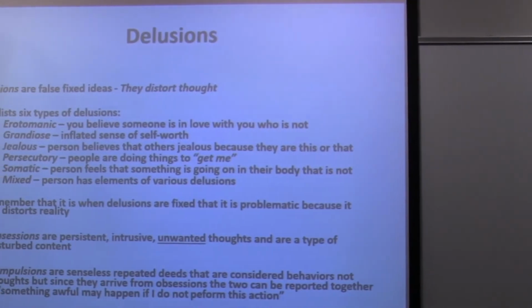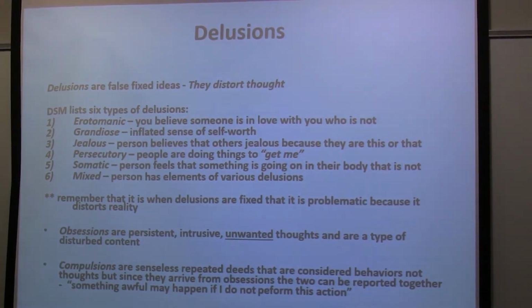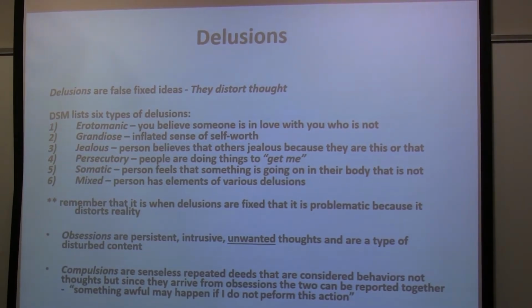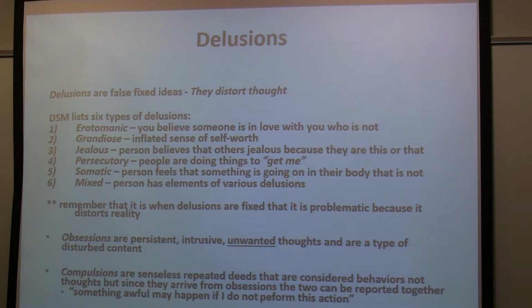Let's talk for a few minutes about delusions. What are delusions? Delusions are false, fixed ideas. They distort thought. DSM lists 6 types of delusions: erotomatic, such as when a person believes that someone is in love with them who is not. However, the person does exist, but they are not in love. The person has a delusion. Grandiose, which is an inflated sense of self-worth. Jealous. Person believes that others are jealous because they are this or they're that. However, it's not true. It's a delusion.